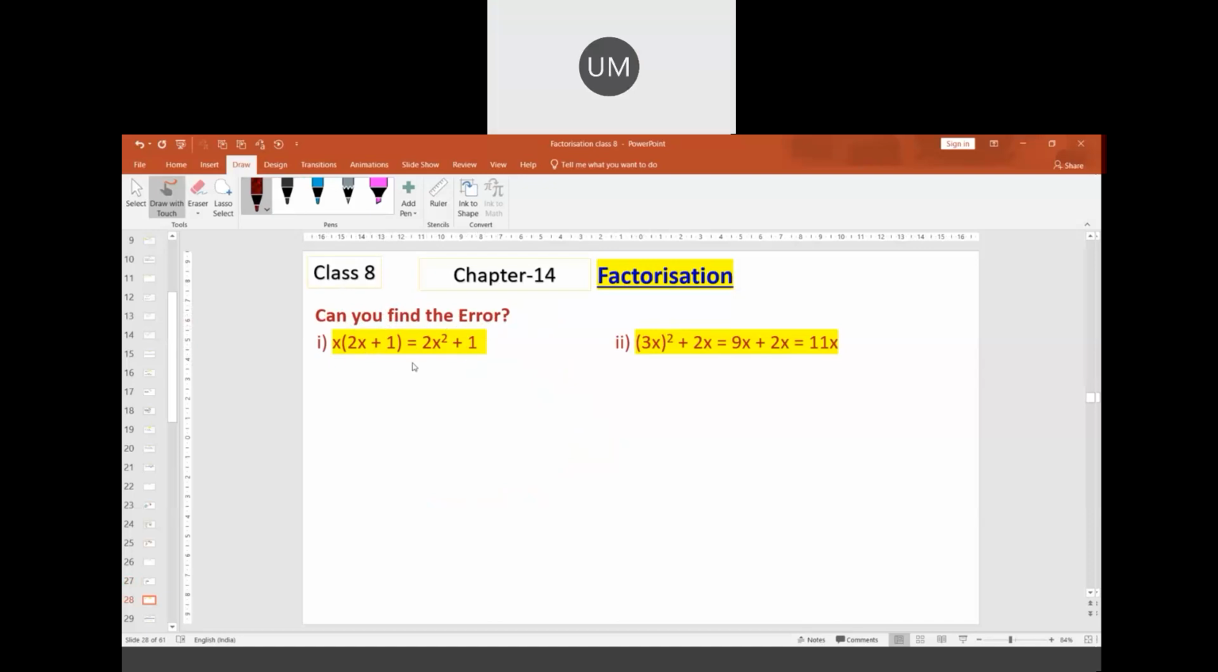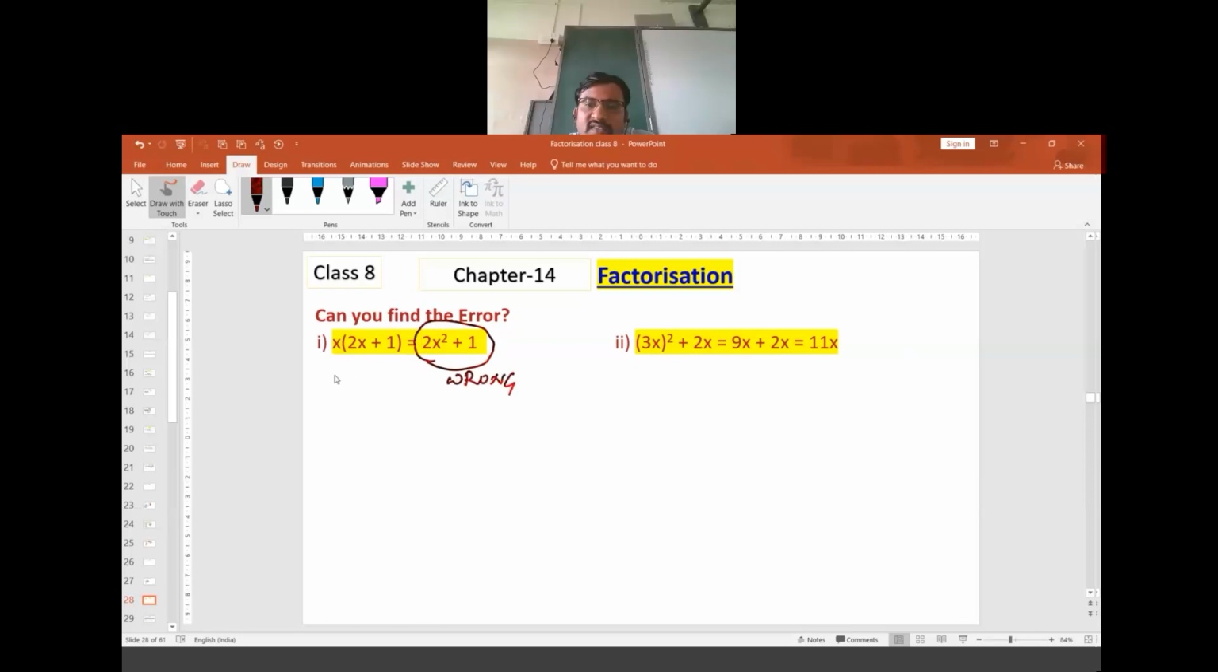Somebody has written the answer here. You have to check whether the answer written is correct. It should be x, not 1. You will all agree that it is wrong. We cannot write 1; it should be x.